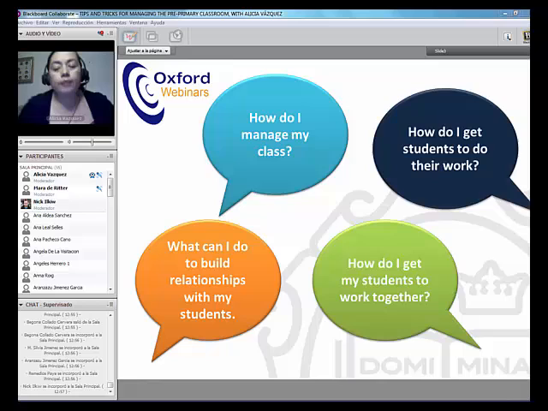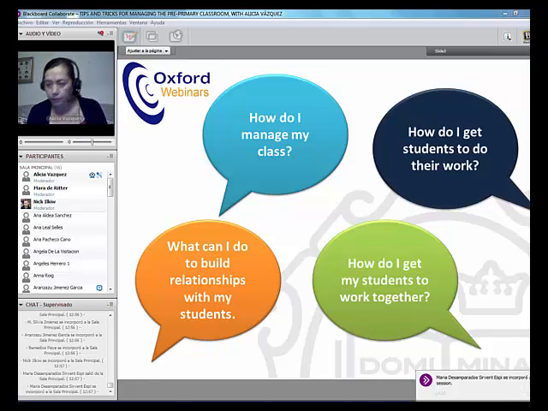Classroom management is a variety of skills and techniques that teachers use to keep students organized, orderly, focused, attentive, on task, and academically productive during the class. How do I manage my class? How do I get students to do their work? What can I do to build relationships with my students so that I can build community and manage my classroom that way? And then another one is, how do I get my students to work together?